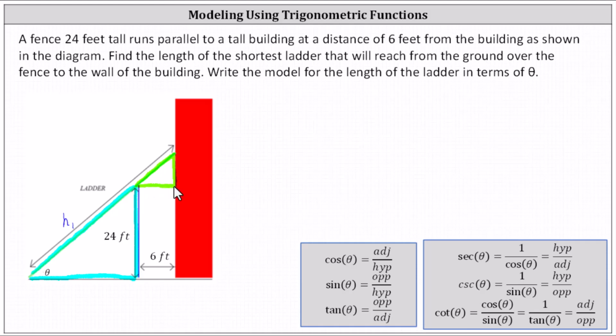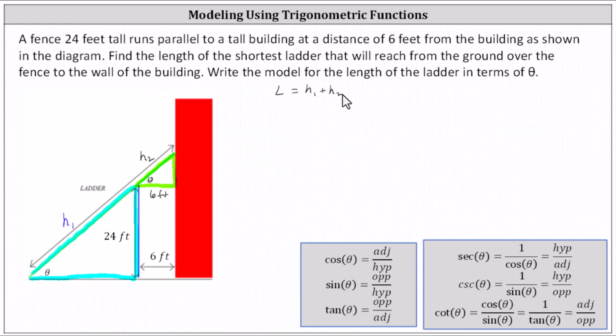Because the distance from the fence to the building is 6 feet, we know this horizontal leg has a length of 6 feet. And because this right triangle is similar to the larger right triangle below, the corresponding angles are congruent, which means we know this angle here is also theta. And let's label the hypotenuse h sub 2. The ladder of the shortest length, L, is equal to h sub 1 plus h sub 2.